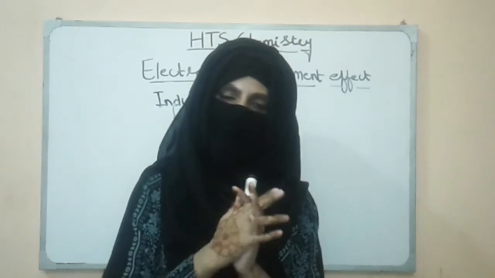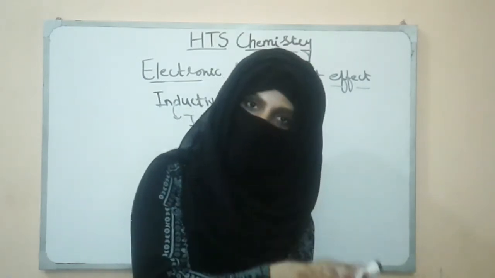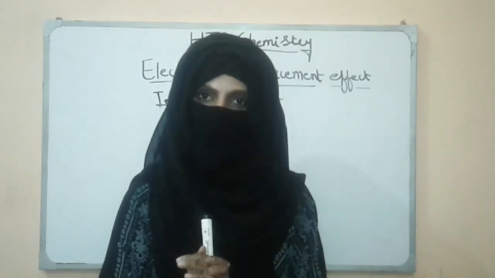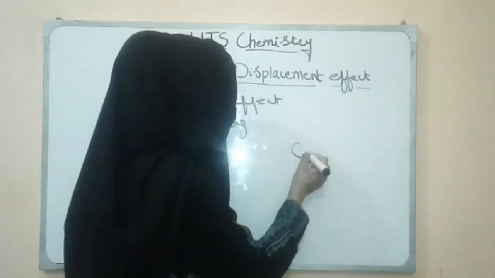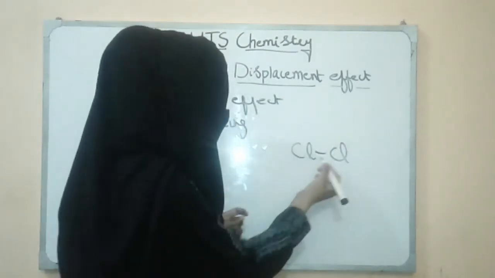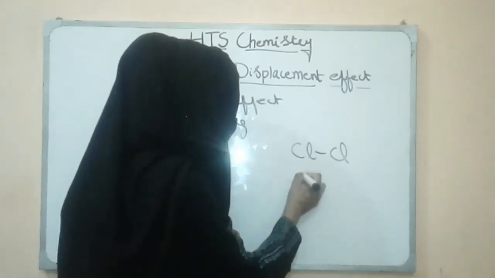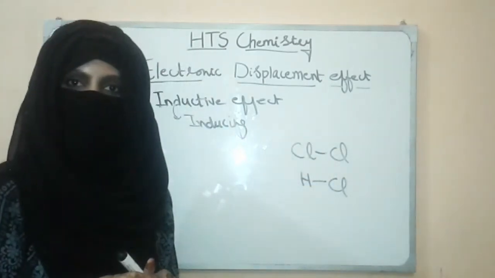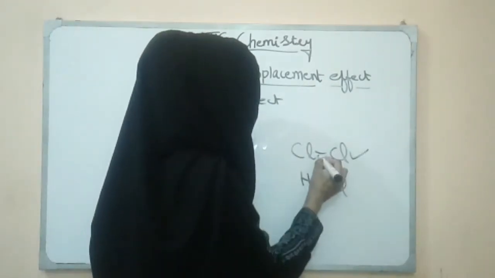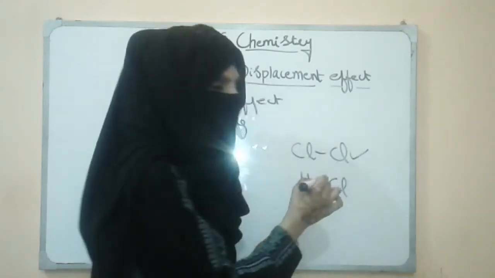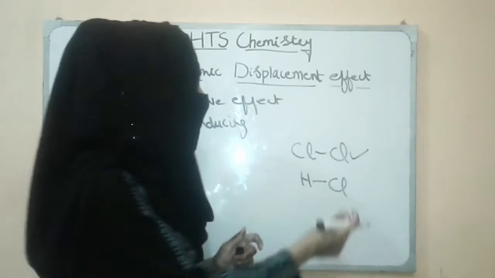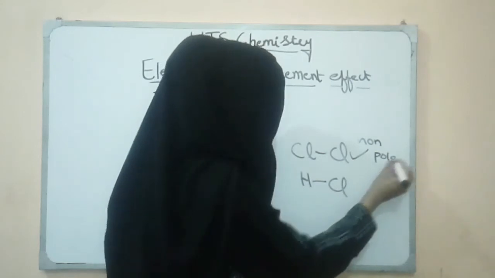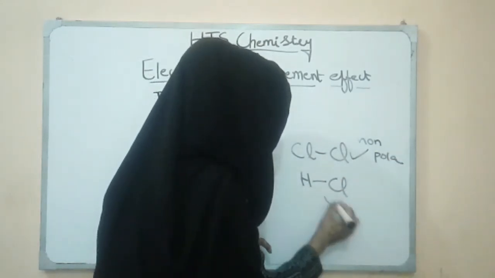an atom. The atoms that are going to make a covalent bond may be similar or may be different. For example, this chlorine molecule has a covalent bond and this HCl molecule also has a covalent bond. What is the difference between them? Actually, students, the covalent bond which is formed between two same atoms or atoms having same electronegativity is a non-polar bond, and this is a polar bond.